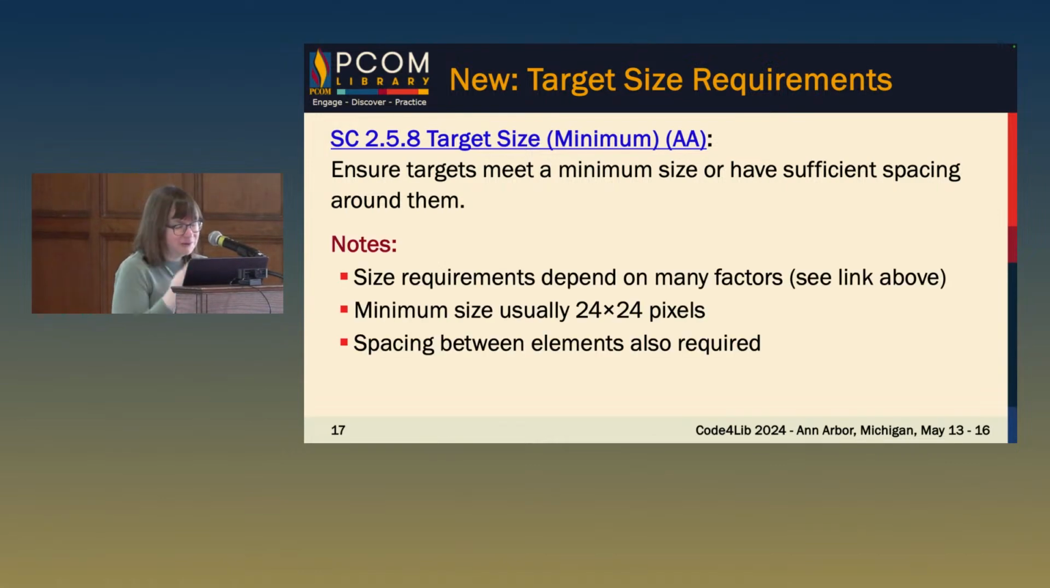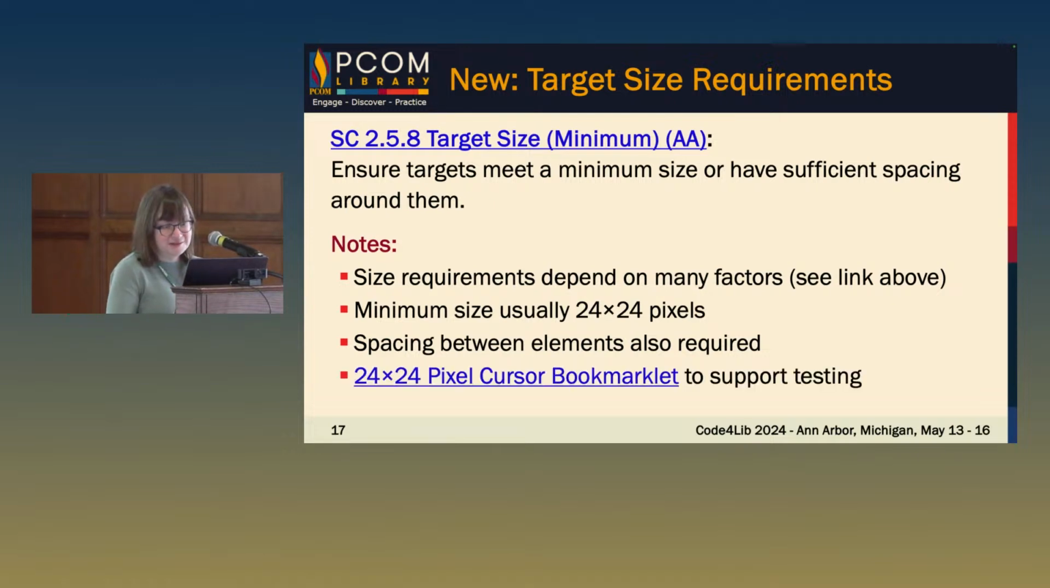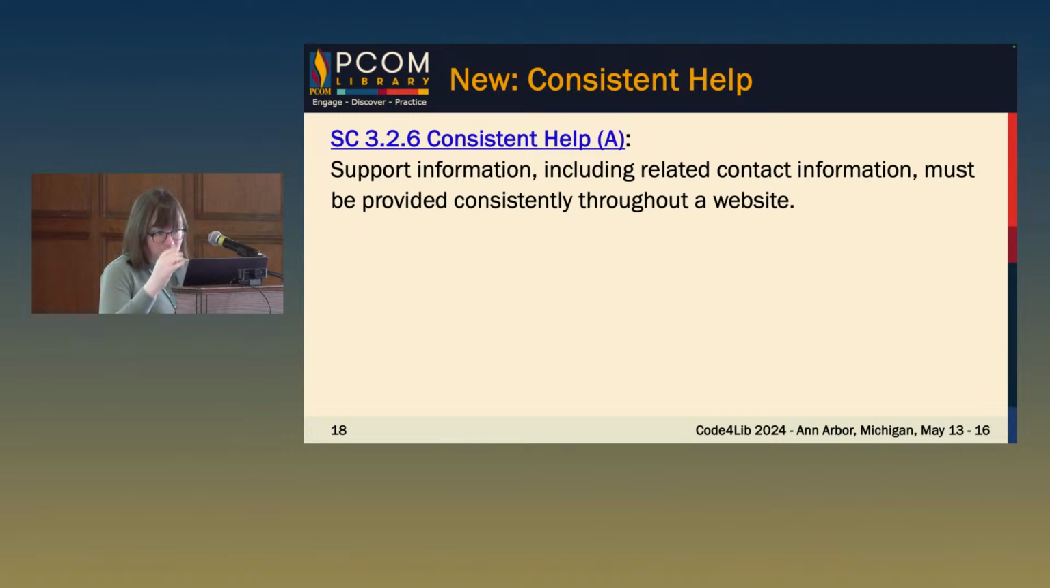And basically, it depends on a lot of factors. This one's pretty complex, and you have to read it over there. You could probably do a 20-minute talk just on the requirement. Minimum size is usually around 24 by 24 pixels, which isn't that big. And also, spacing between elements is also required in some cases. And there's actually been a lot of people that developed helpful bookmarklets, so the little JavaScript things to help you support testing. This is Adrian Roselli's. Adrian's a major contributor in the accessibility world.